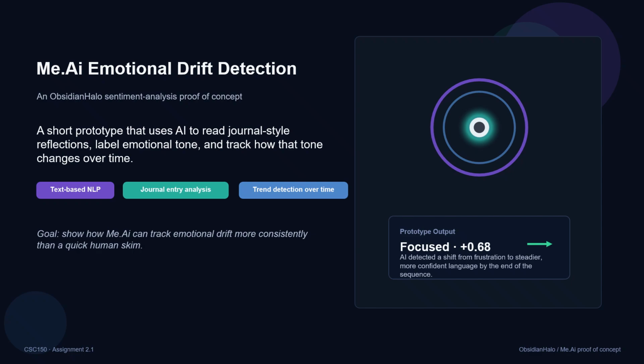Hello everyone. For this assignment, I created a proof of concept feature inside my ObsidianHalo ecosystem called Me.Ai Emotional Drift Detection. This feature uses text-based sentiment analysis to read journal-style reflections, label emotional tone, and track how that tone changes over time. The goal is to show how AI can identify emotional patterns across multiple entries more consistently than a quick human skim.